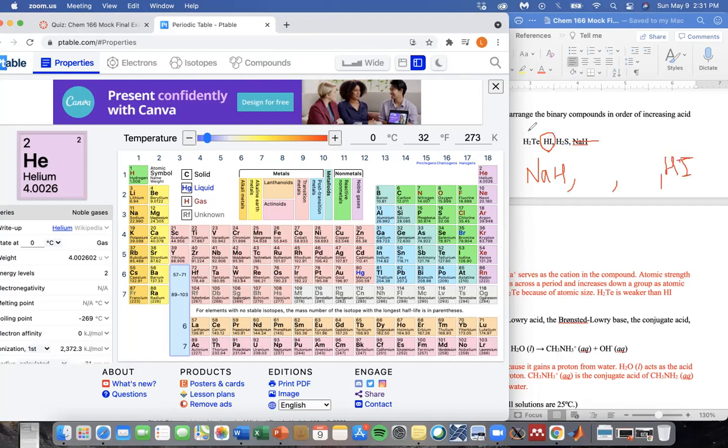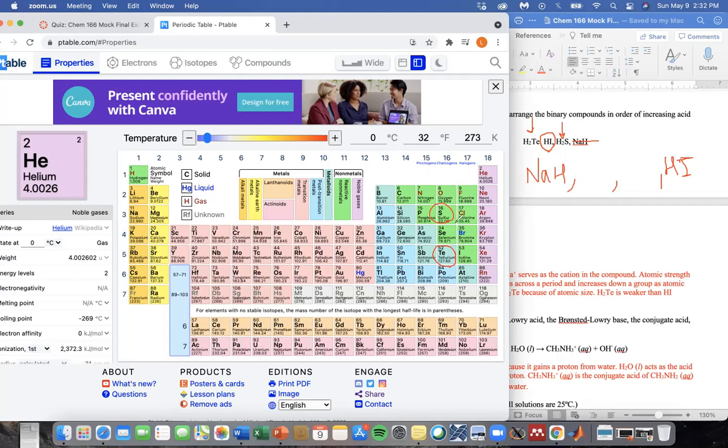So now you still determine which one is stronger, H2Te or H2S. If you find this on the table here, we have H2Te here and H2S here. Because tellurium is so much bigger than sulfur, that bond is much less strong because it's stretching so much wider between the two nuclei, between the H and the tellurium.